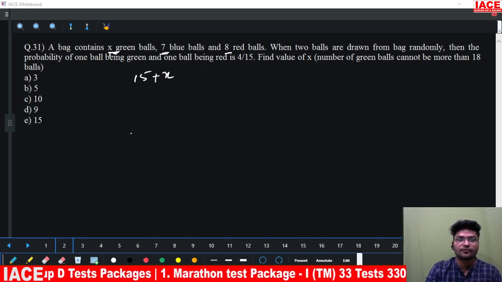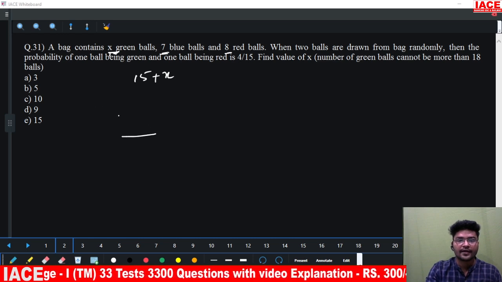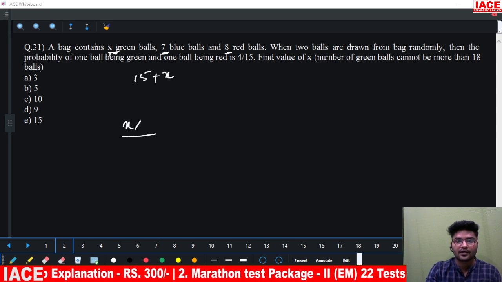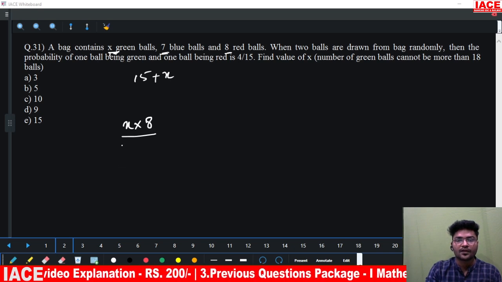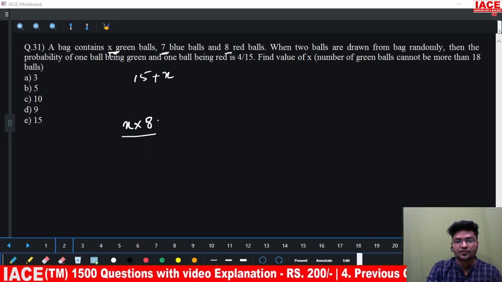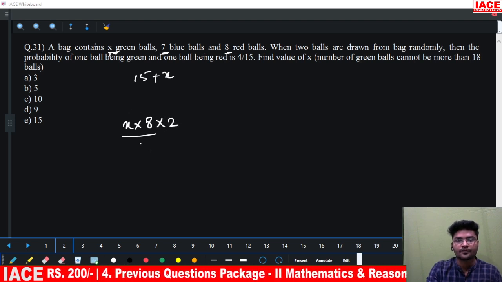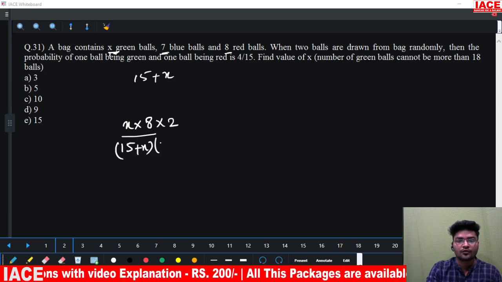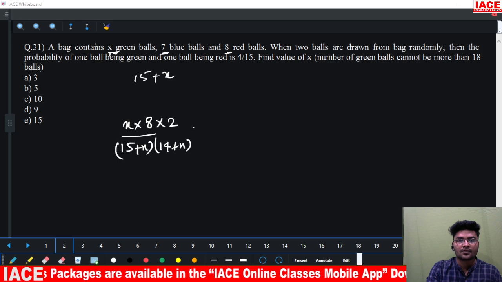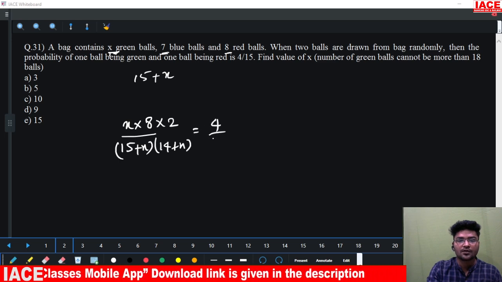So favorable outcomes is XC1. That means X, and the other ball has to be red, so 8, divided by (15 plus X)C2. C2 means the 2 factor will go to the numerator. So this is X into 8 into 2 divided by (15 plus X) into (14 plus X). This is already given to us as 4 by 15.